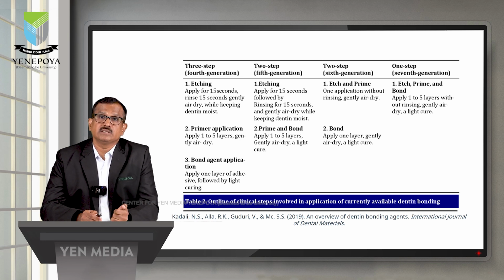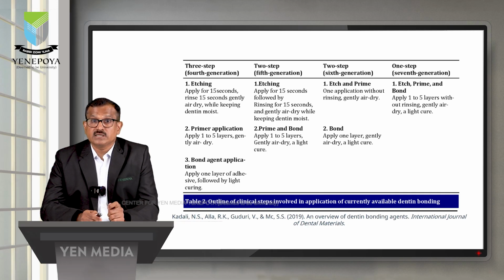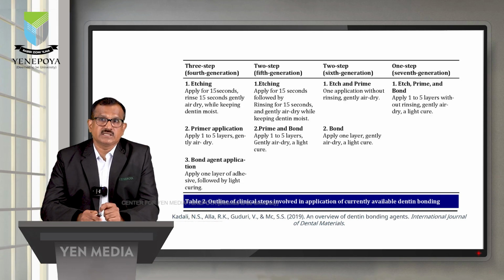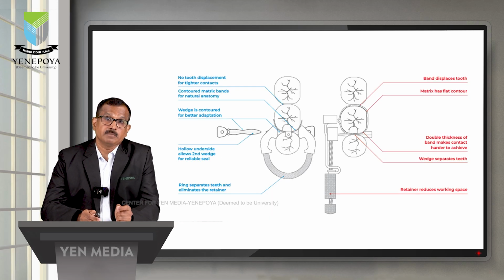Then 2-step bonding, that is a 6th generation, etch and prime: one application without rinsing, gentle air dry, and then bond, apply one layer, gently air dry, light cure. But here it is written as apply 1 layer, though some people tell differently. If you see the next, 7th generation one, etch, prime and bond all together, apply 1 to 5 layers without rinsing, gently air dry, light cure. So it means we have to keep scrubbing on the tooth surface as well. That is why I tell you specifically, you have to read the instructions given by the company before doing it.